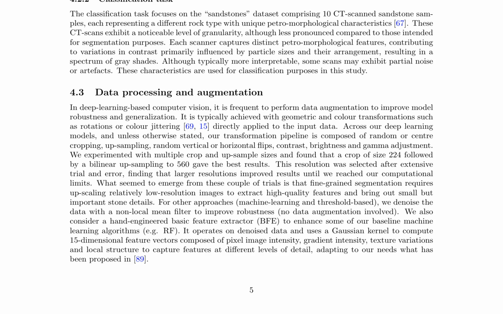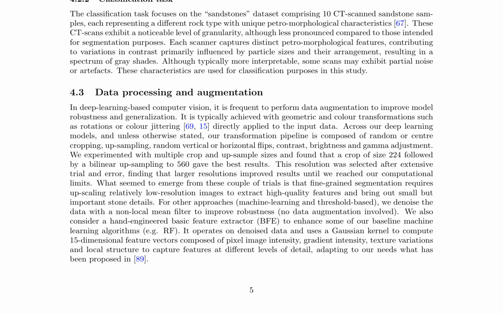To improve model robustness and generalization, the authors performed data augmentation using a transformation pipeline composed of random or center cropping, upsampling, random vertical or horizontal flips, contrast, brightness, and gamma adjustment. The optimal crop size and upsample resolution were determined through extensive trial and error.